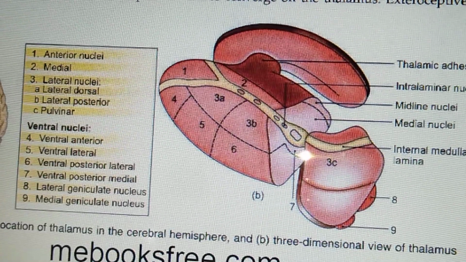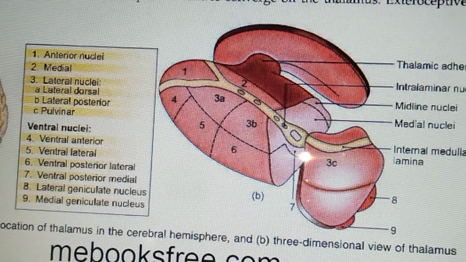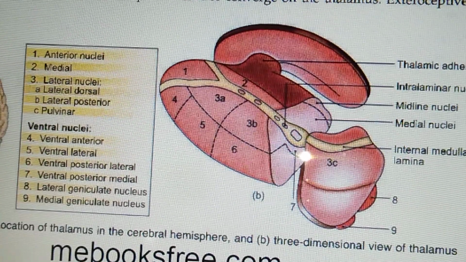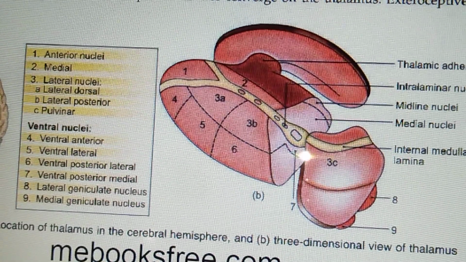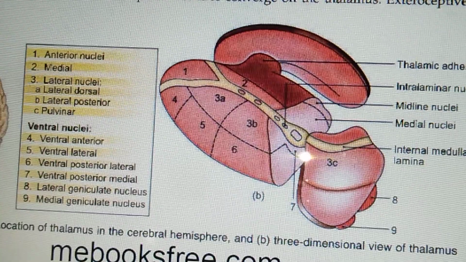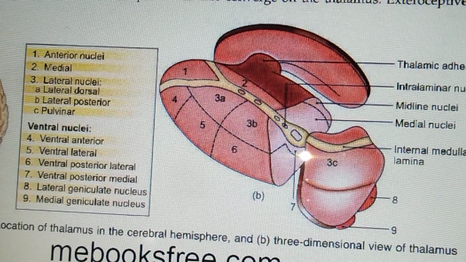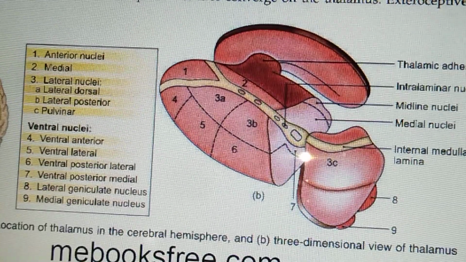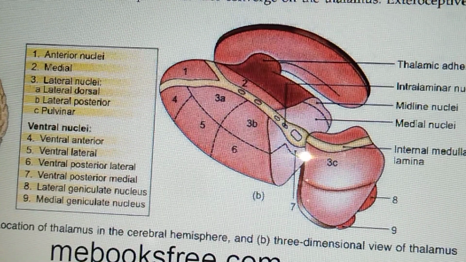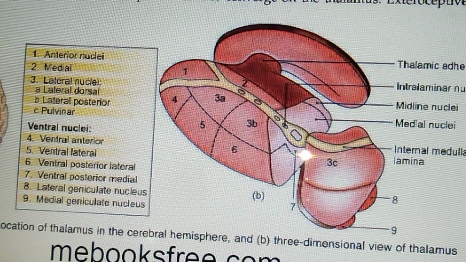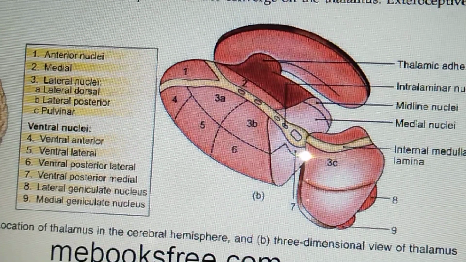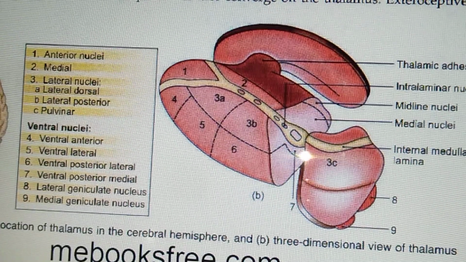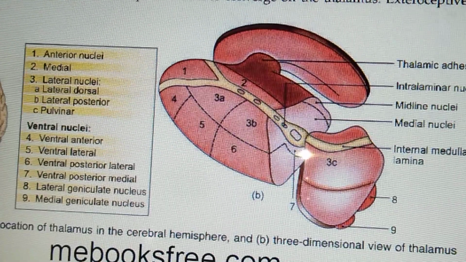Okay, so these are the groups of the nuclei. The whole thalamus is full of nuclei only, right? So these are the different groups of the nuclei that are present in the thalamus. Next is the connections and the functions of the thalamus, right? At many places we have already heard that there are fibers that are going to the thalamus or coming from the thalamus, right? So they are the connections and the functions of the thalamus, right?